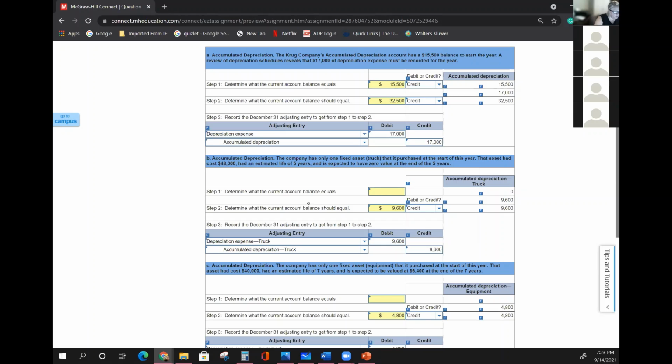So it says determine what the current balance should equal. It should equal $9,600 because it's only going to be that current year that we're putting on the books. It's going to be a credit because it's going to be accumulated depreciation. And so my ending balance will be 9,600. All right, so the journal entry: I'm debiting depreciation expense truck, 9,600, and crediting accumulated depreciation for the truck, 9,600.